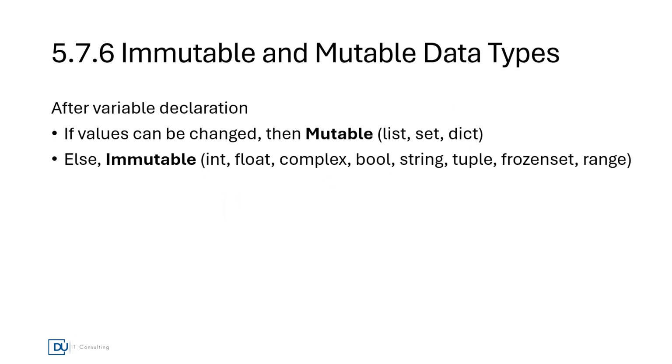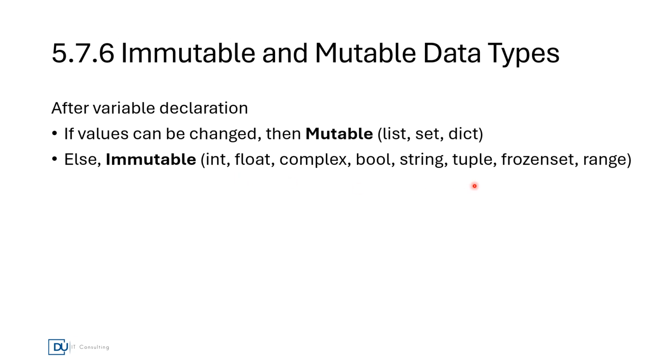Immutable and mutable data types. After a variable declaration, if the values can be changed, then it's mutable. The examples are list, set, and dictionary. Otherwise, it's immutable. For example, integer, float, complex, bool, string, tuple, frozen set, and range. These are some of the data types which are immutable.